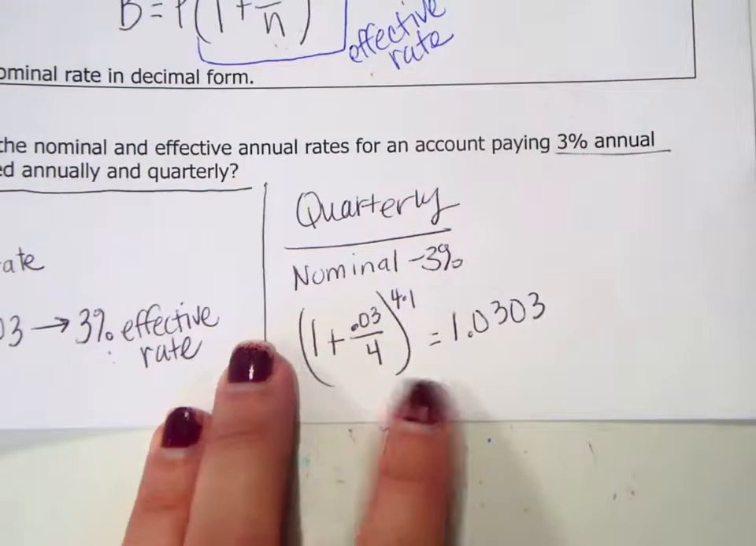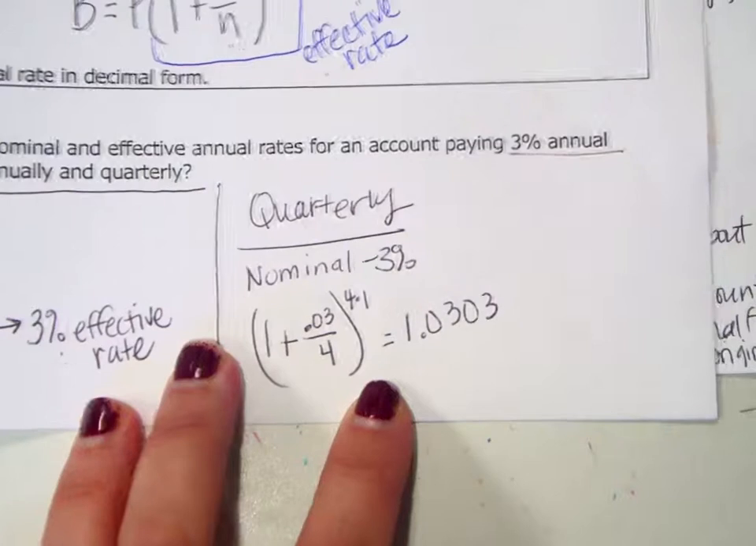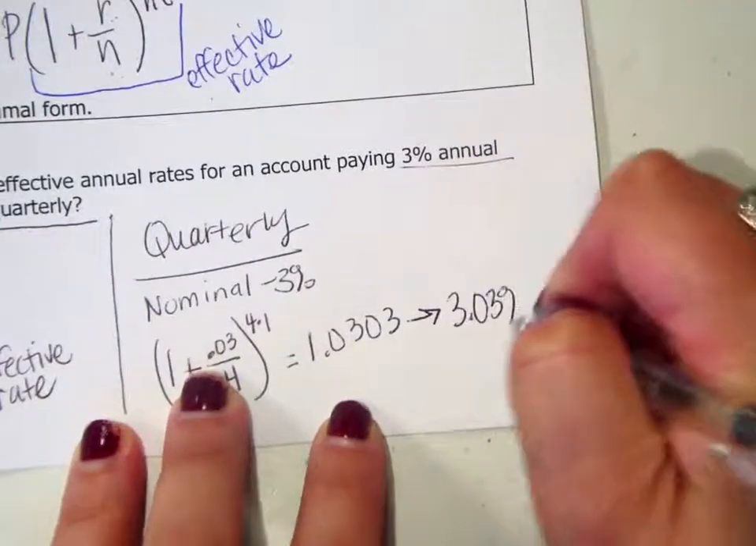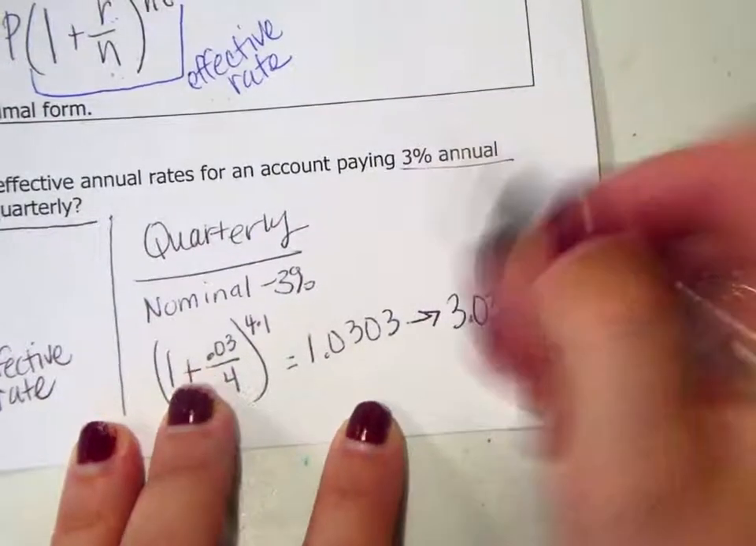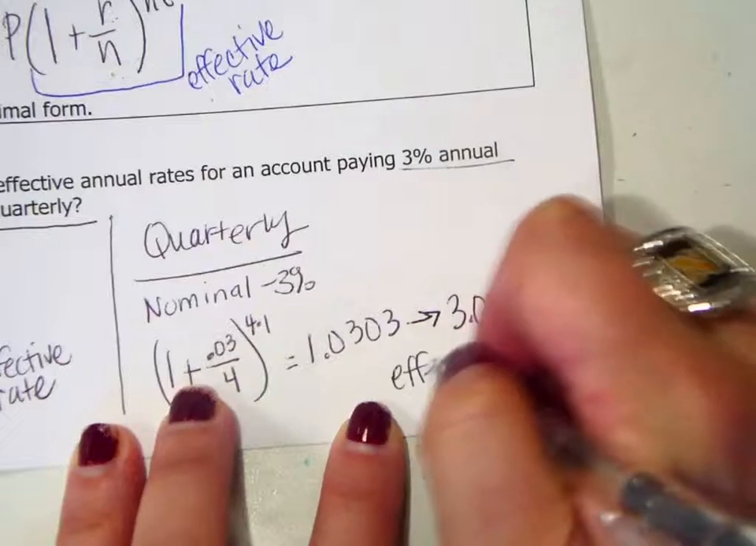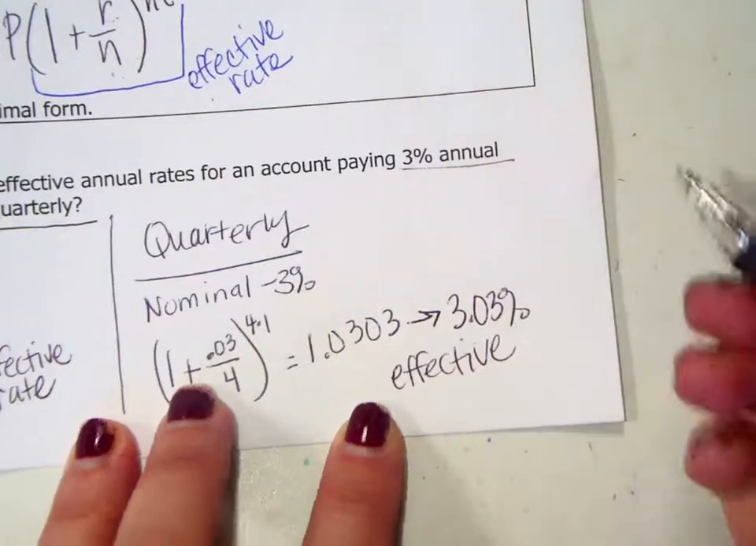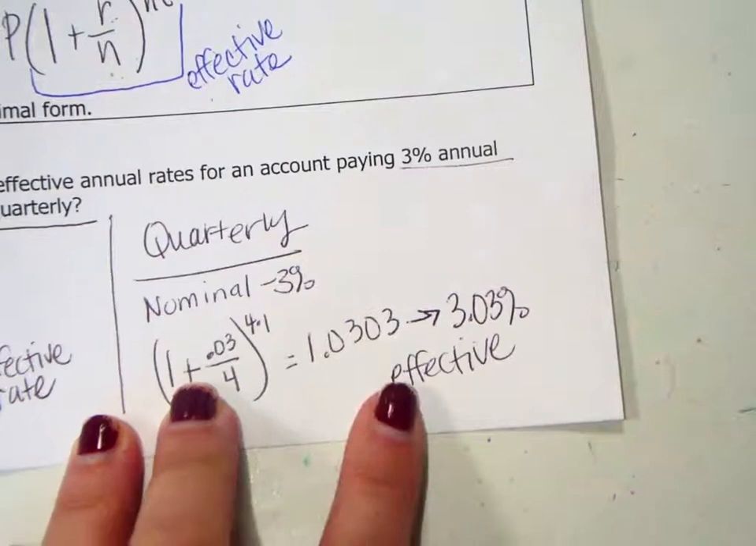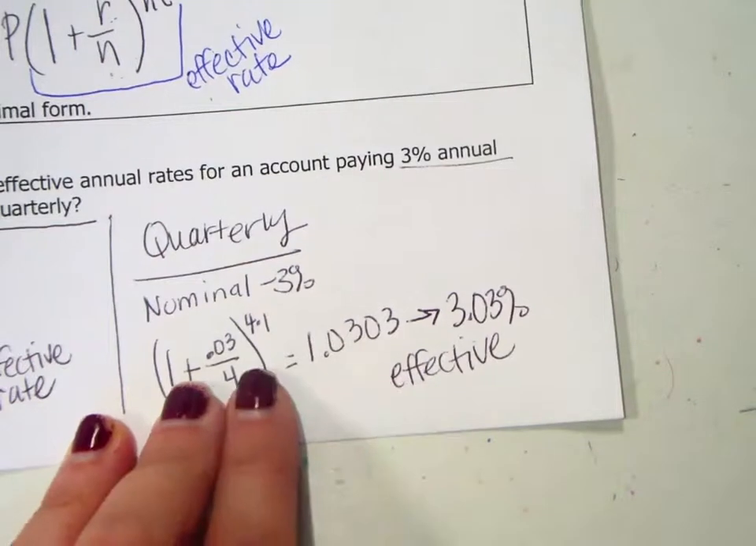When you change that back to your percentage, your effective rate is 3.03%. So you're making just a little bit more money when you compound quarterly like that, okay? All right, when we get back from lunch, we will finish this up.